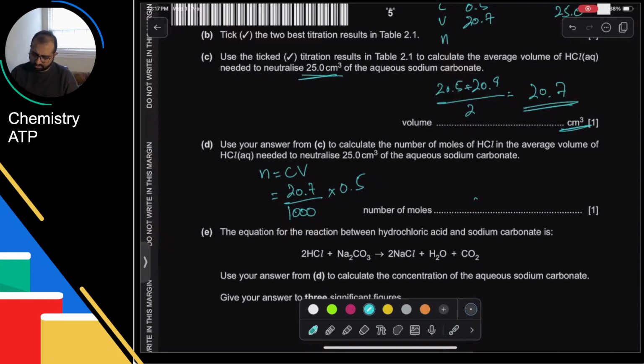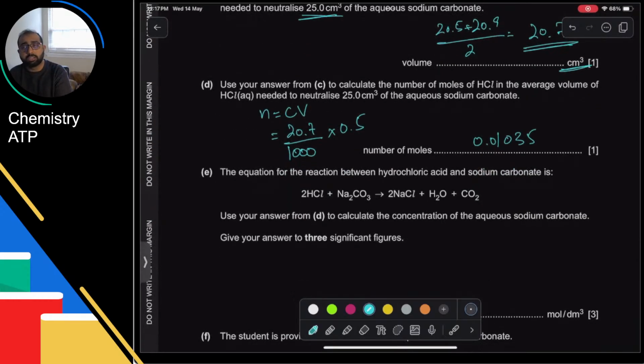I'm just going to do it. Yeah, 0.01035. You can write it, you don't have to round it off. It's completely your choice. You can make it 0.0104, up to you. No worries whether you round off or not.